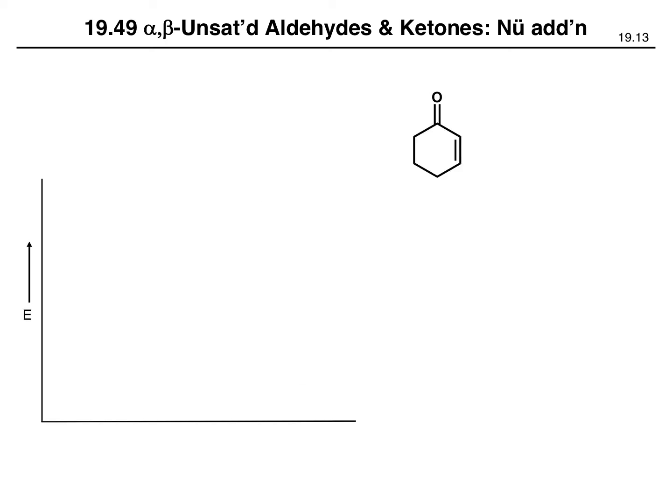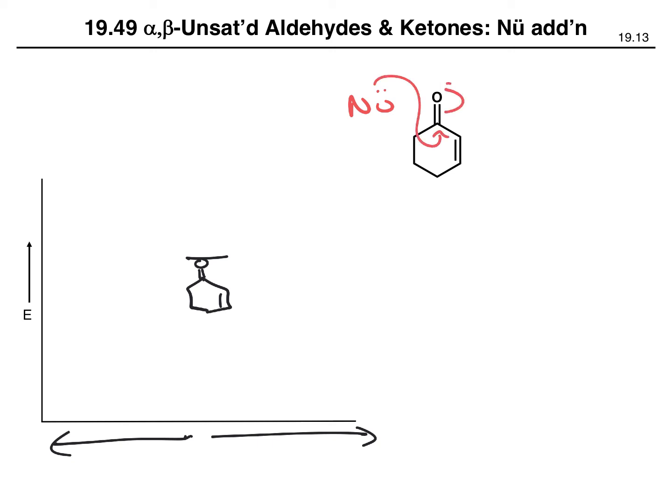Let's draw an energy diagram for 1,2 and 1,4 addition. So we're going to have our starting material in the middle, and we can have the reaction going in two different directions. So if we have 1,2 addition, then our intermediate is going to look like this, and then our product is going to look like this.